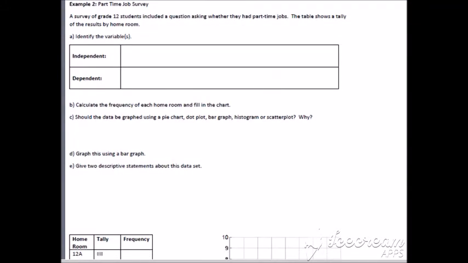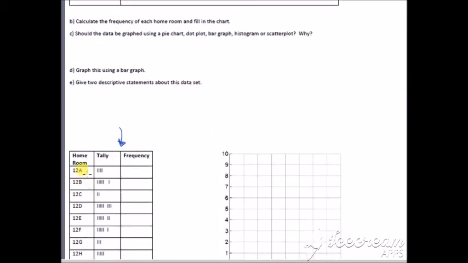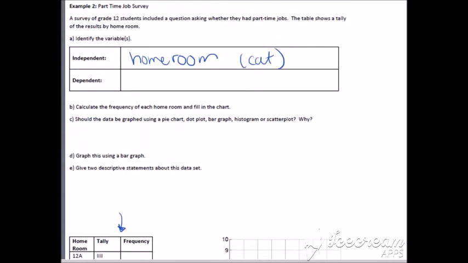Okay, example 2, part-time job study. So a survey of grade 12 students included a question asking whether they had part-time jobs. The table shows a tally of the results by homeroom. So we're going to take a look down here. So let's talk about this. What is the independent variable versus the dependent variable? Well, the independent variable would be each homeroom, right? So homeroom. And this in here is categorical, okay? Because if we take a look here, it's labels like 12A, 12B, 12C. It's just a different letter for each homeroom. Okay, and then the dependent variable would be the number of students in that room with a job.